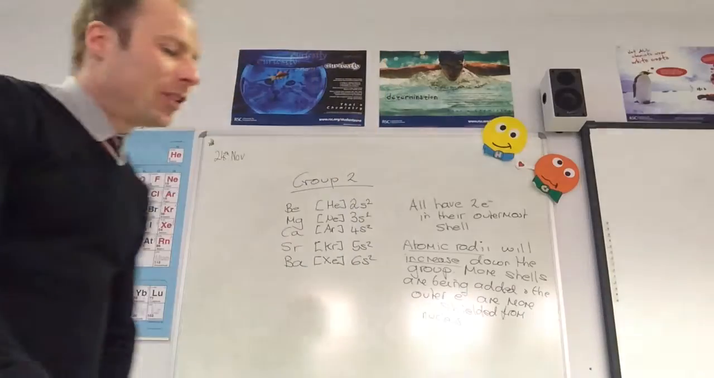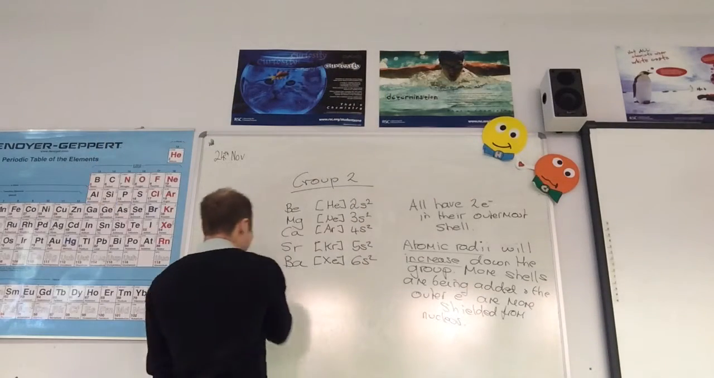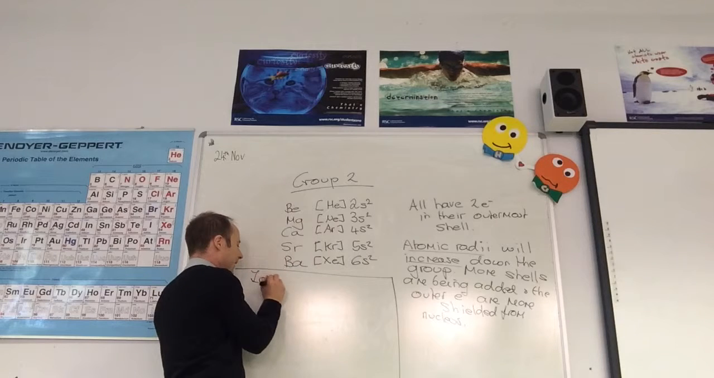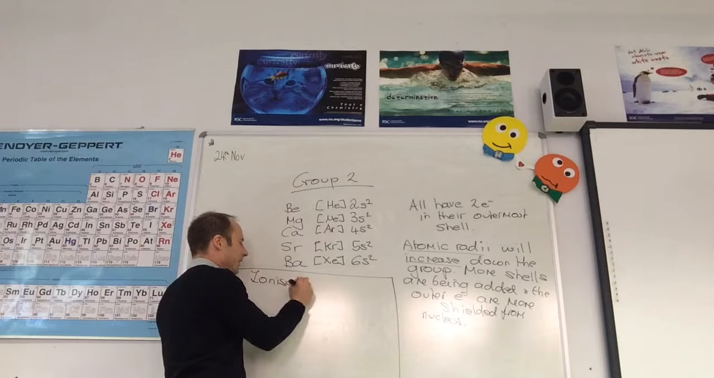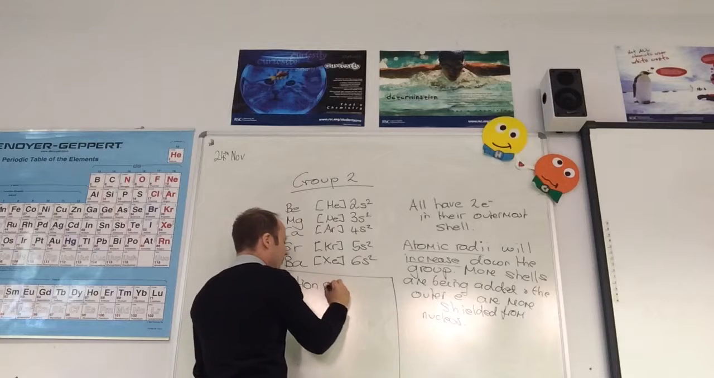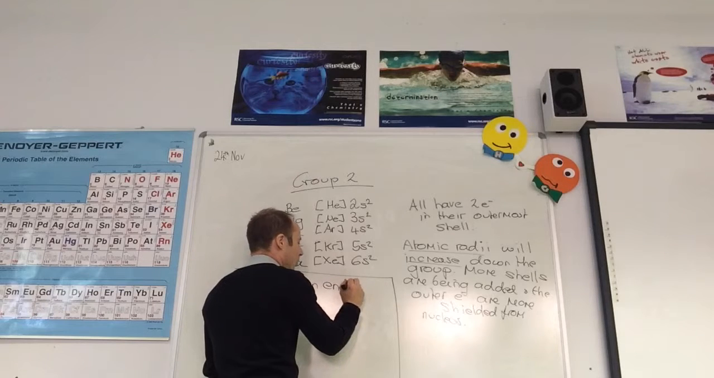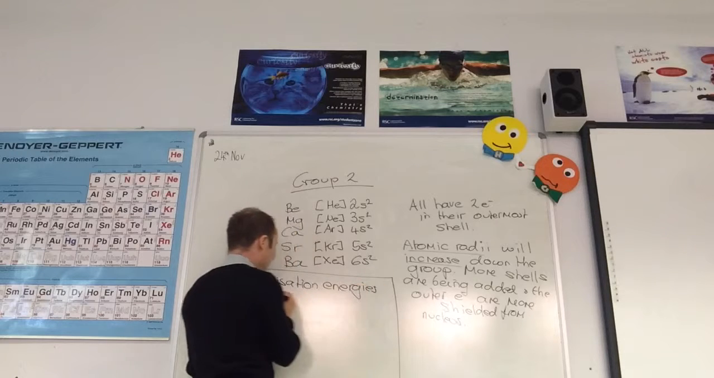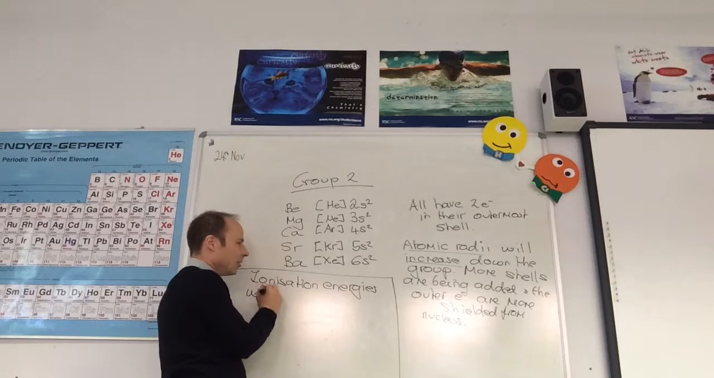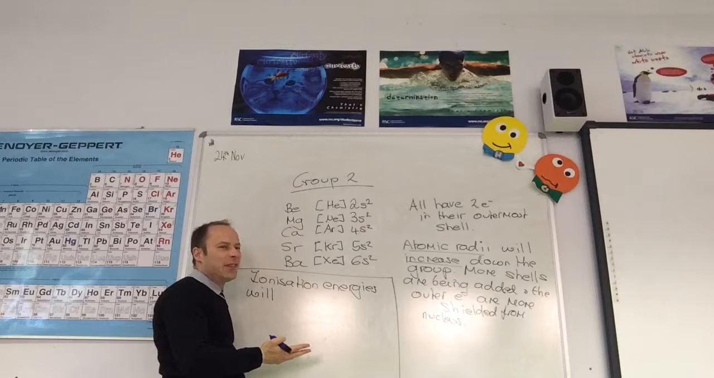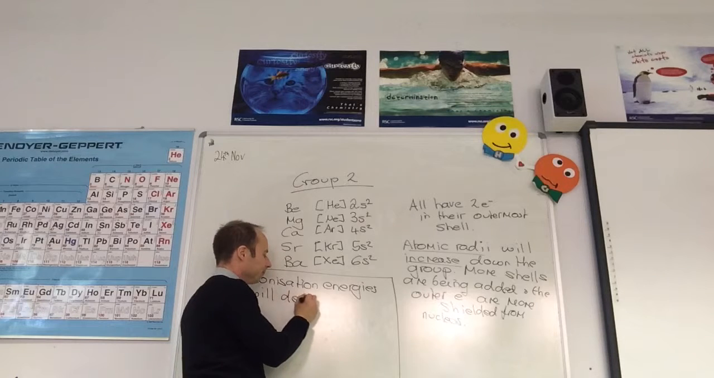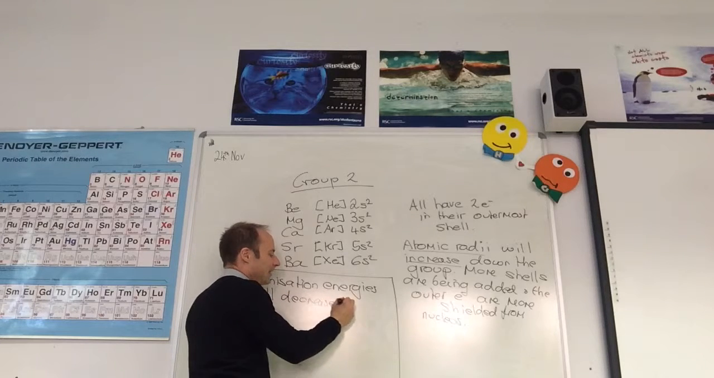What's the other thing we have to look at? Well, we have to look at ionisation energies. So, based on the fact that my atomic radii are going to increase, what's going to happen to my ionisation energies? Ionisation energies will... 50-50 chance here. What do we reckon? They will decrease because it's easier to remove the electrons. Fabulous. Decrease down the group.